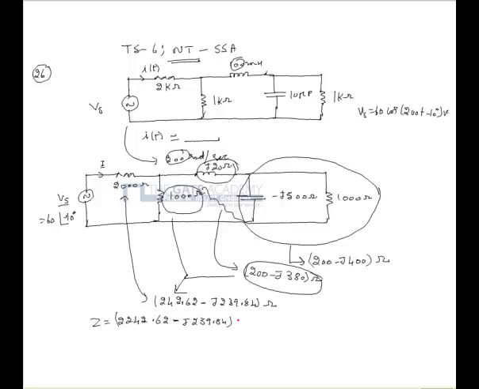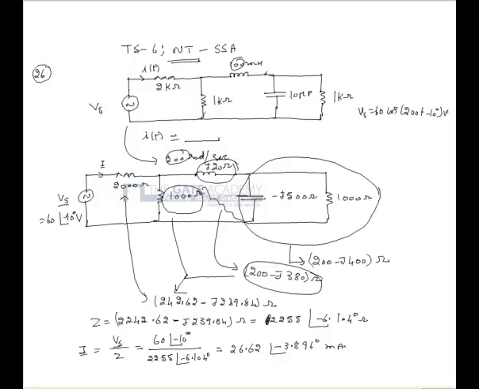239.84 ohms, which can also be written as 2255 at a phase of minus 6.104 degrees. So, in phasor form, the current delivered by the source is Vs divided by Z, which can be written as 60 phase minus 10 degrees divided by 2255 at a phase of minus 6.104 degrees. This finally becomes 26.62 at a phase of minus 3.896 degrees milliampere.